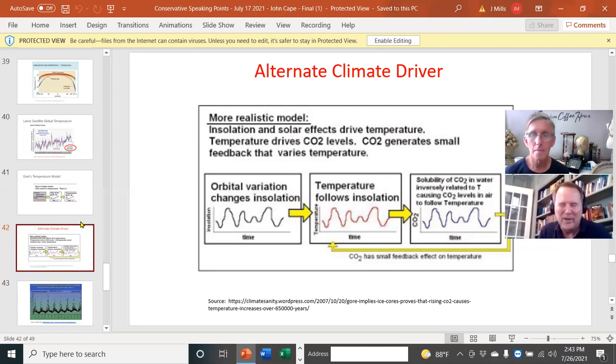This is exactly what happened in Greenland and other places over the last 4,000 years, where the climate changed a lot because of all these different variations.